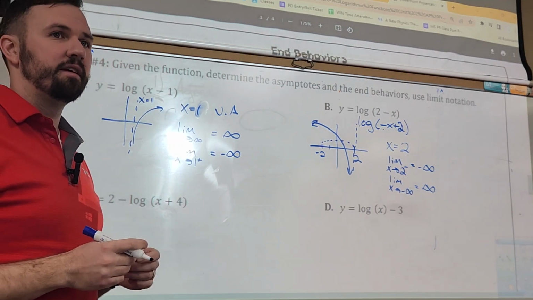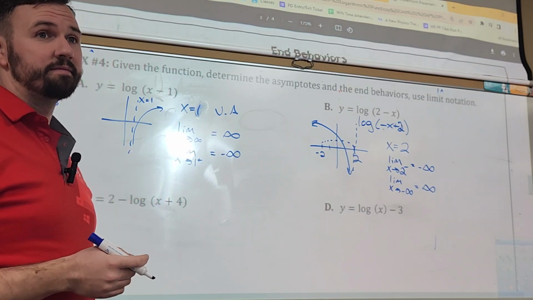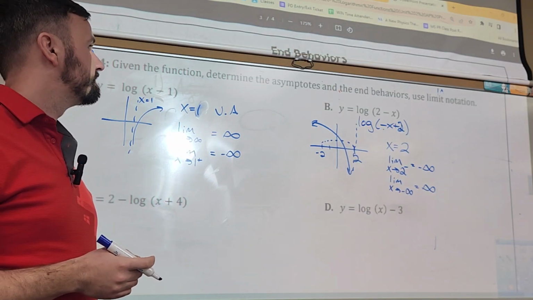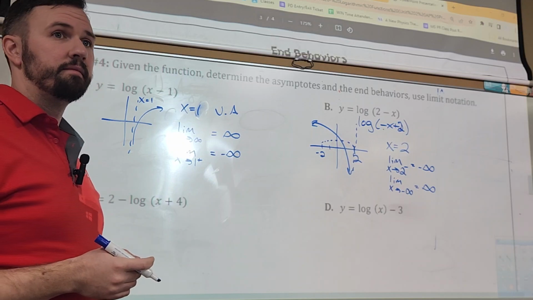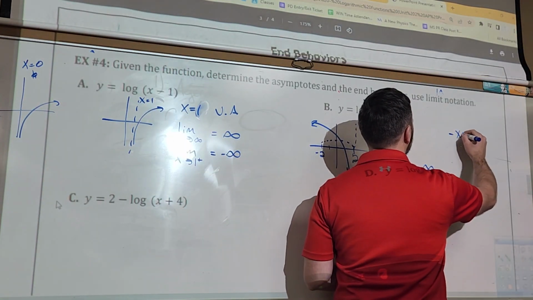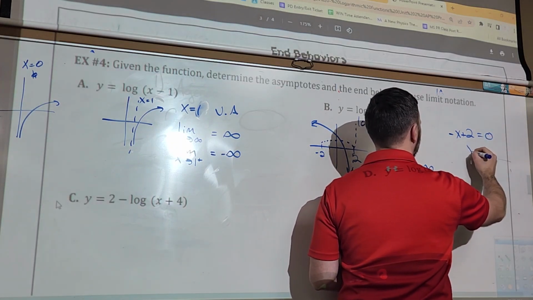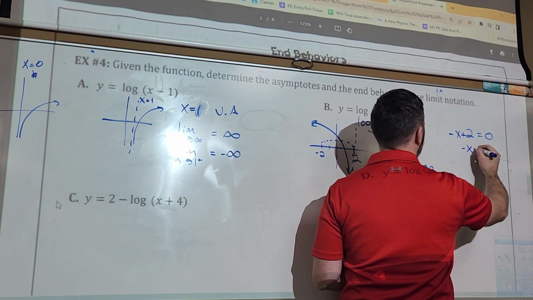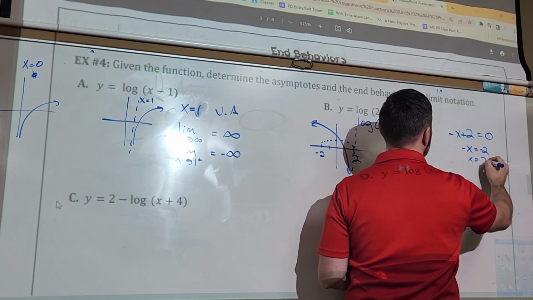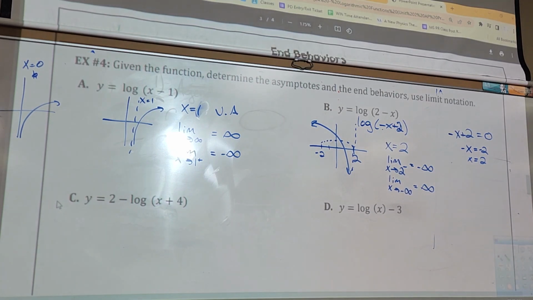Instead of moving it, I just think of it as plugging in to find where the asymptote is. Okay. Do you guys understand what he just did? He's thinking, when is negative x plus 2 equal to 0? You did negative x equals negative 2, so x equals 2. Will that work every time? Yeah.